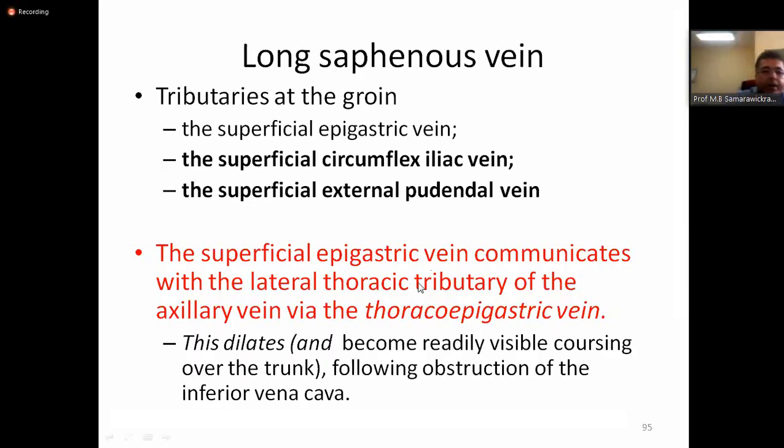Right. And the superficial epigastric vein communicates with the lateral thoracic tributary of the axillary vein via the thoracoepigastric vein. These veins present as superficial veins of the abdomen, and this vein is dilated when there is an obstruction to the inferior vena cava, right? Because when there is obstruction to the vena cava, the venous blood of the inferior vena cava coming from the lower limb shunts to the axillary vein and to the superior vena cava via this thoracoepigastric vein.